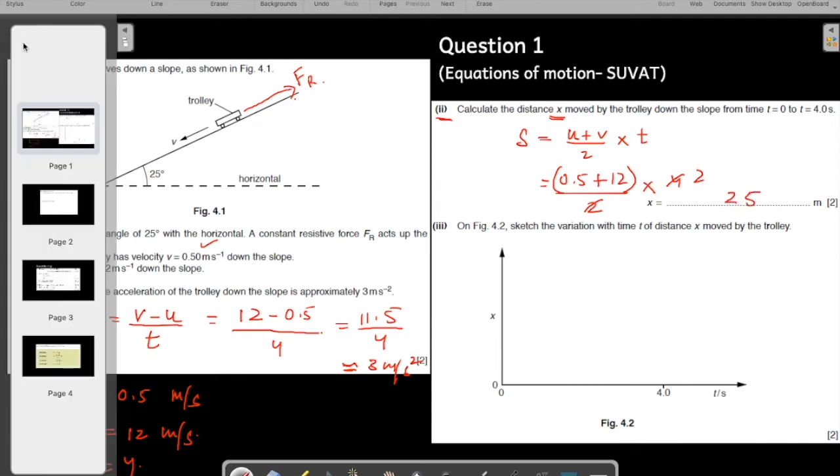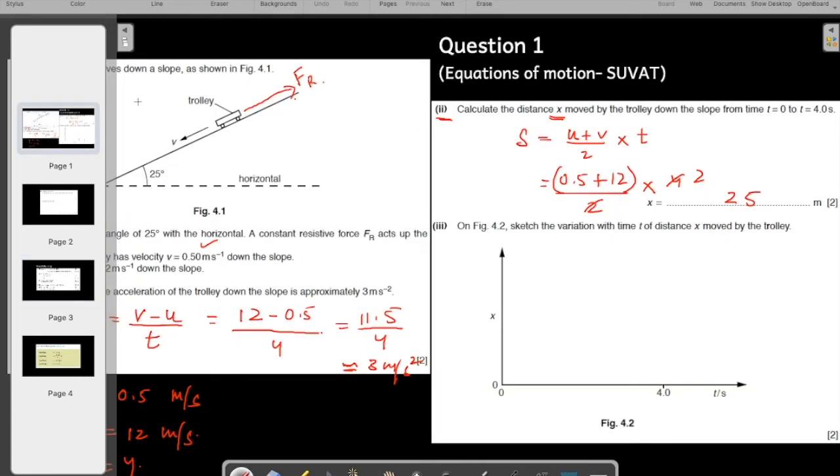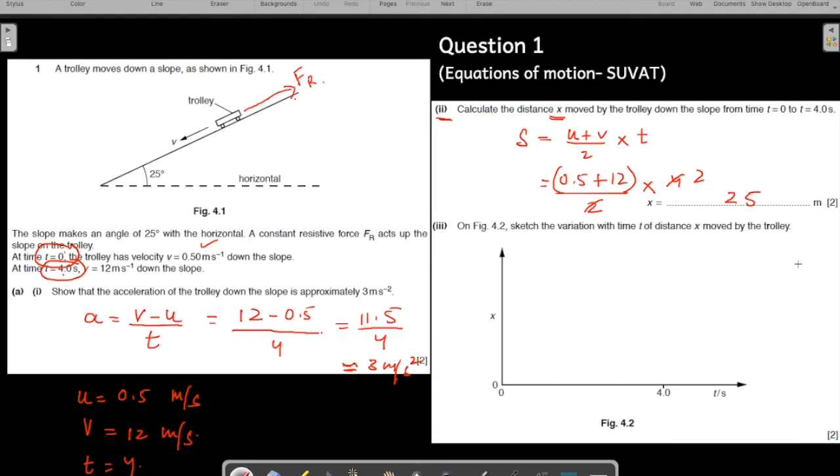Let us tally our answer. 25. They have also used the easiest equation, if you see. But it's your wish: in the examination, whichever formula comes to your mind first, whichever formula you're convenient with, you can work with that. Do not worry about it so much.